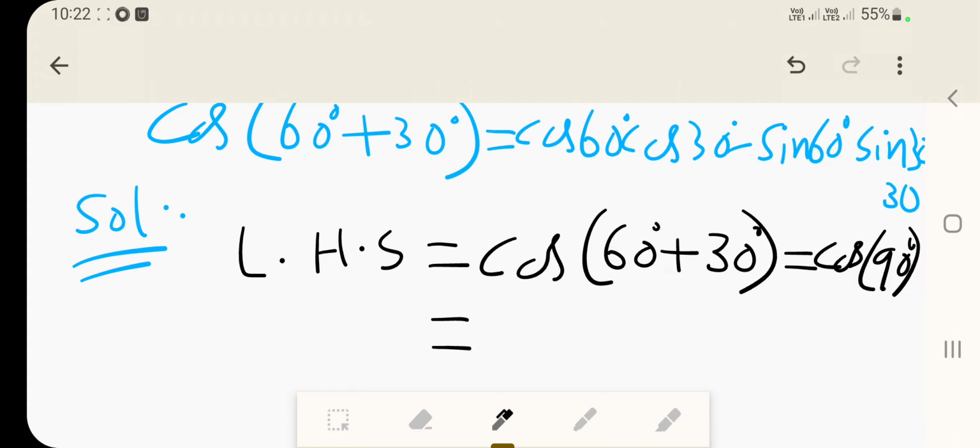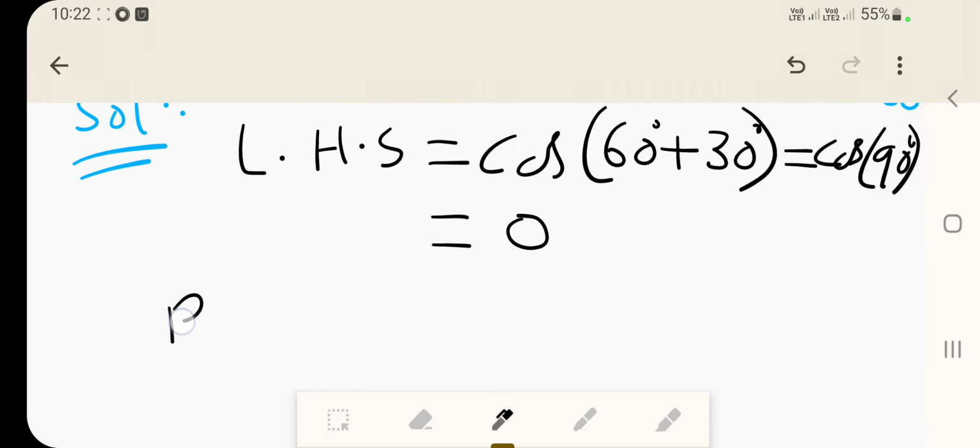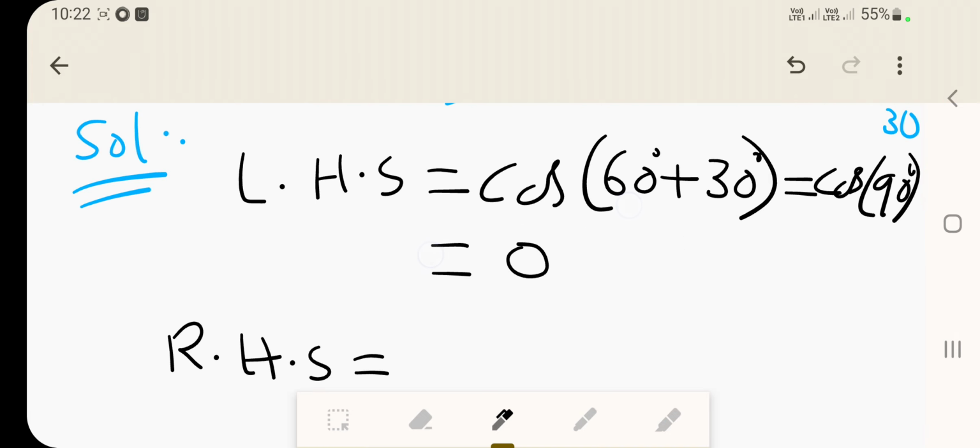Pause it. Verify the answer. You have to remember, not guess. No guessing. Cos 90 is 0. Okay. So now we have to write RHS. We have to find the value of RHS, to see if both are the same.